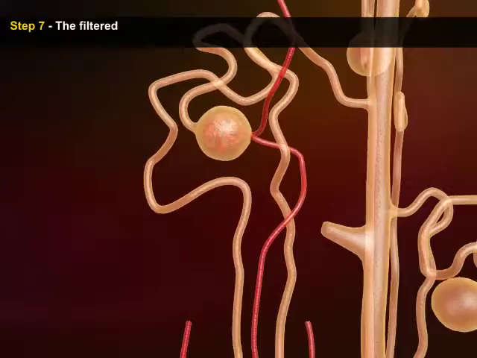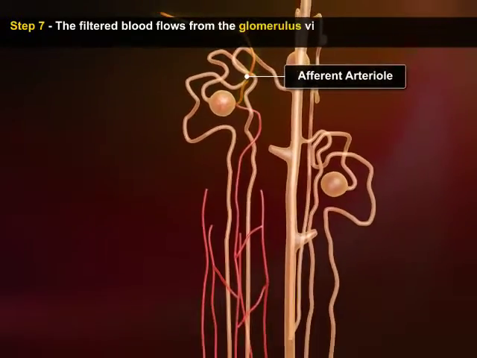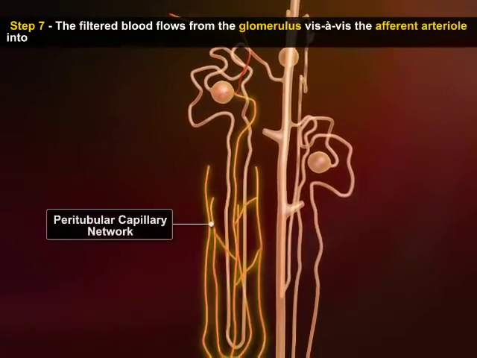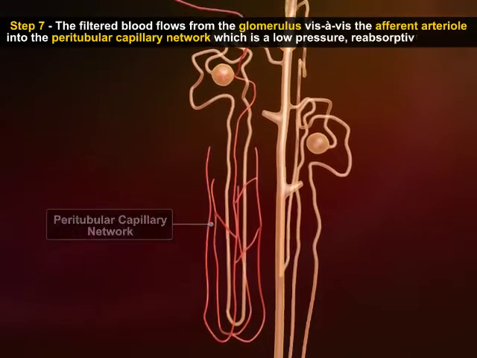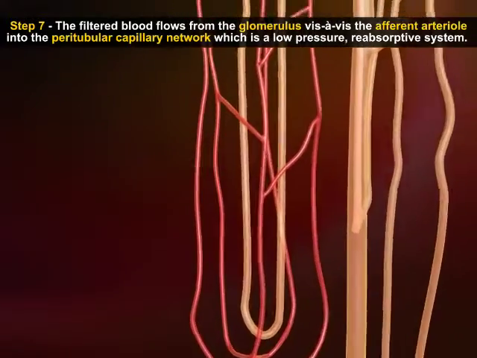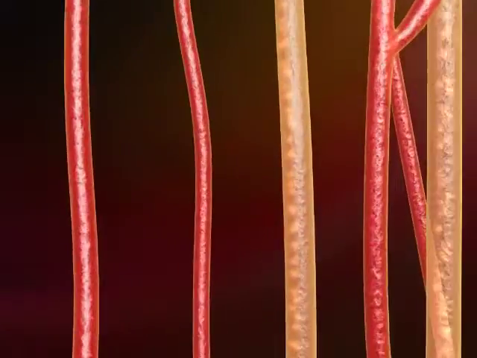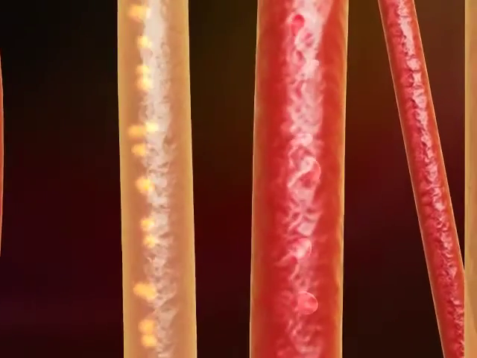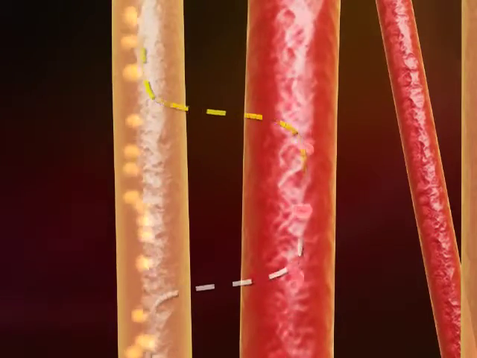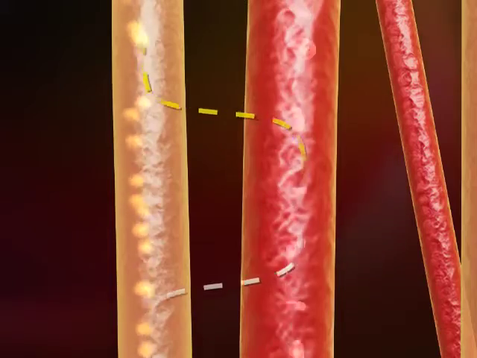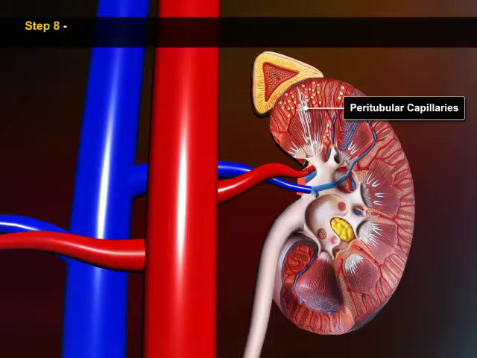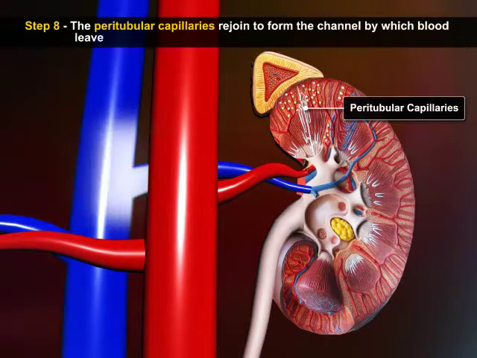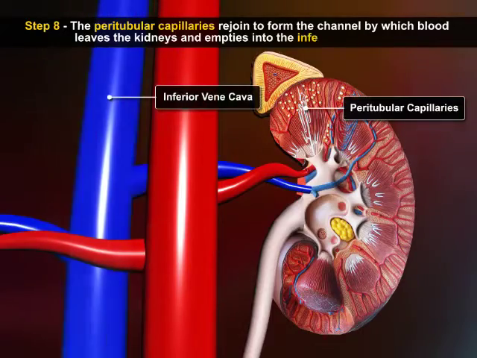The blood, now filtered, flows from the glomerulus via the afferent arteriole into the peritubular capillary network, which is a low-pressure, reabsorptive system surrounding all portions of the tubules. This arrangement permits rapid movement of solutes and water between the fluid in the tubular lumen and the blood in the capillaries. The peritubular capillaries rejoin to form the channel by which blood leaves the kidneys and empties into the inferior vena cava.